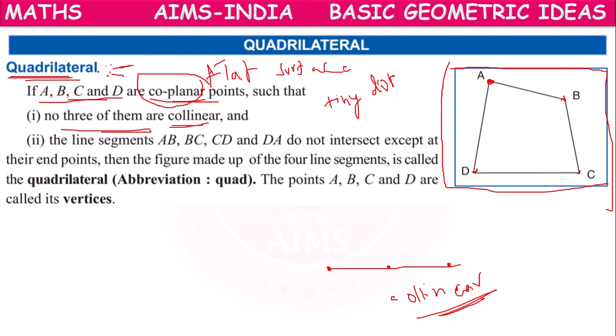But here we have to take four points such that no three of them are collinear. Means three points should not lie on the same line. Like that we have to take. Only two points should lie on the same line. The third point should be kept somewhere else. The fourth point should be kept somewhere else.